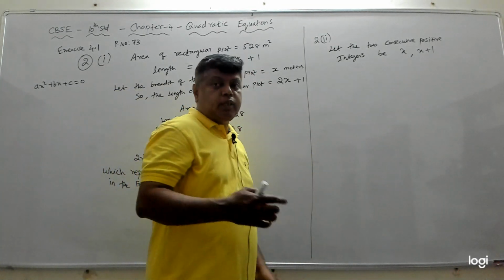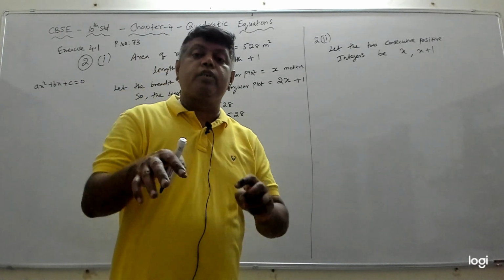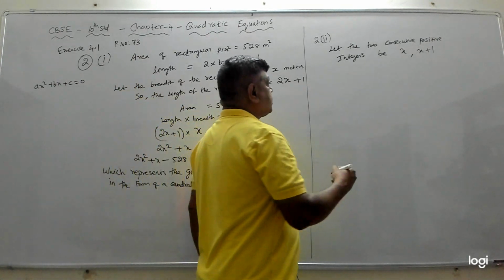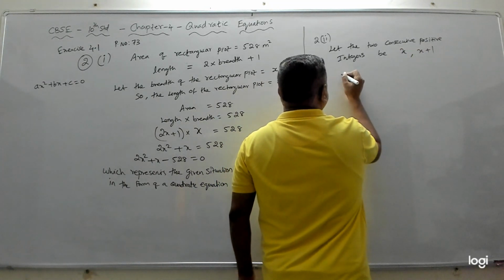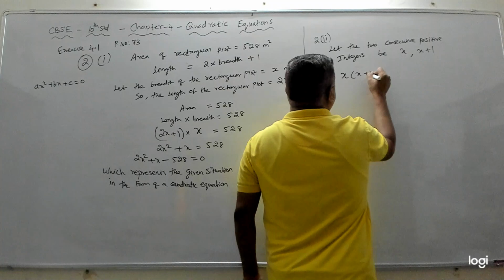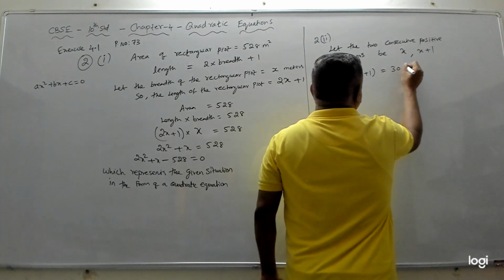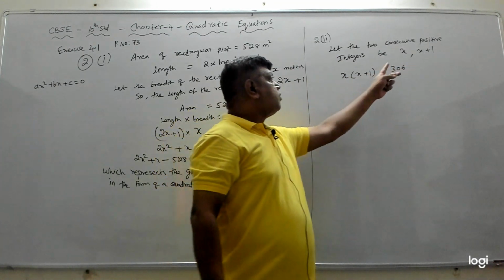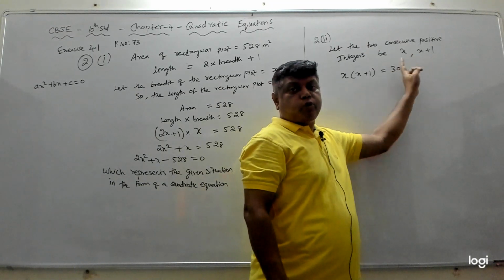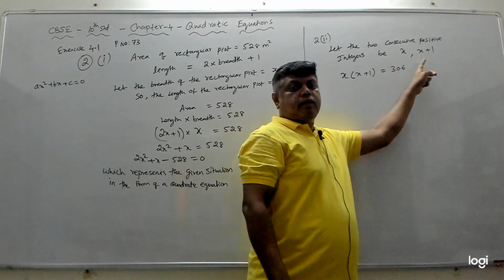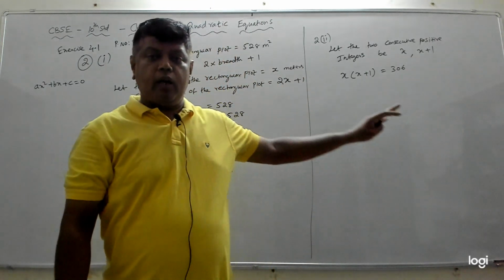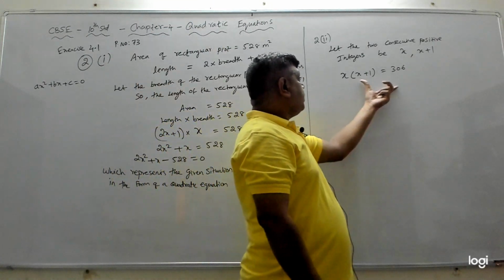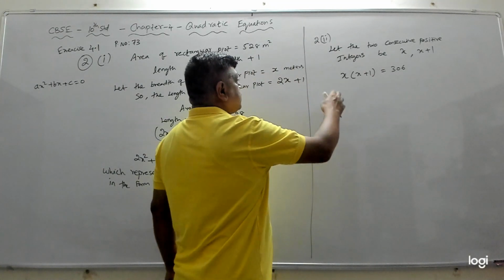Now what they have said is that the product of the two consecutive positive integers is 306, right? Product means multiply. So it is given that x into x plus 1 equals 306. If you find the product of the two consecutive integers, x into x plus 1, you get 306. So this is the given situation. Now let's simplify this.